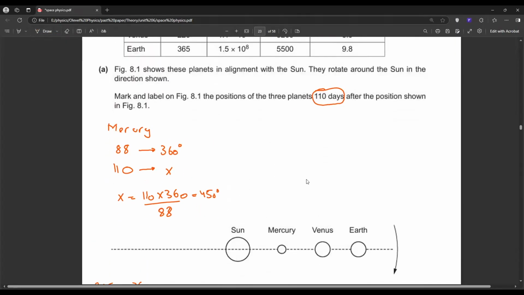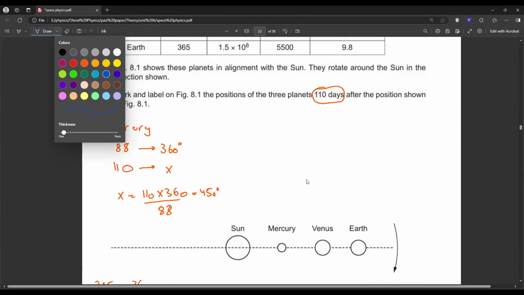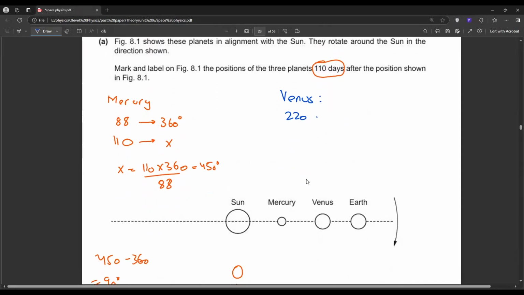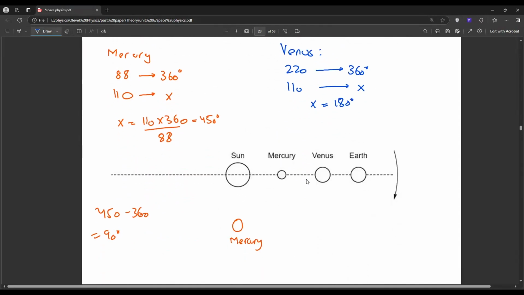Secondly, you have Venus. Venus takes 220 days to cover an entire orbit, or you can say 360 degrees. In 110 days, how many degrees will Venus cover? X is equal to 180 degrees. So if Venus moves by 180 degrees, where will Venus end up? Somewhere here. And make sure this is bigger than the Mercury, just as the diagram initially depicts.